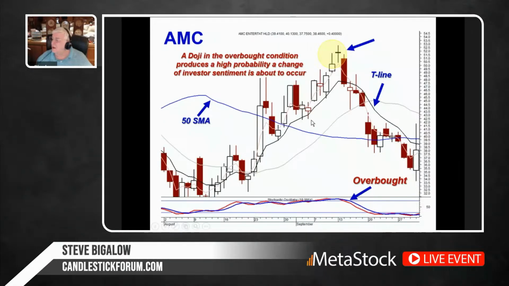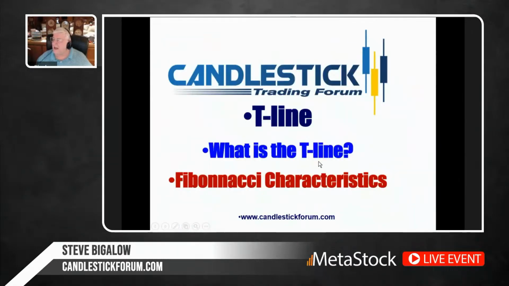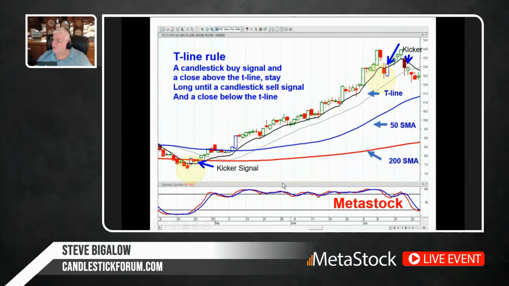Now, just to reiterate real quickly, the T-line is the 8 exponential moving average, and it has Fibonacci characteristics, which means it acts like a natural support and resistance level of human nature. So if we see a candlestick buy signal, there's a T-line rule. The T-line rule is you can stay long as it stays above the T-line until you see a candlestick sell signal and a close back below the T-line.